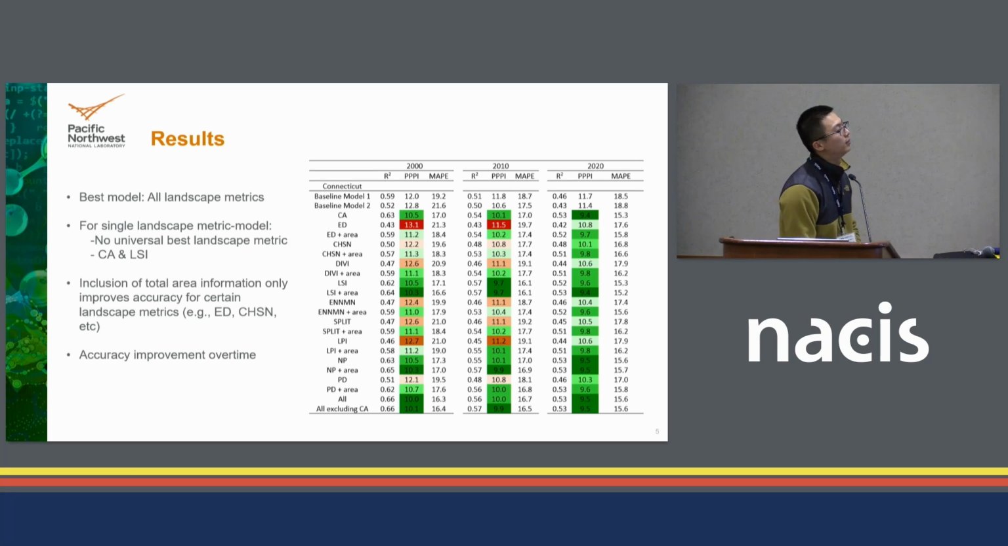And we also found, if you observe this table from the left for the year 2000 to the right for the year 2020, that the accuracies of those models actually improved over time. One speculation is that all those landscape metrics are based on the National Land Cover Database imperviousness data, and the more recent data have better quality. So that's the main reason why we observe the accuracy improvement over time.